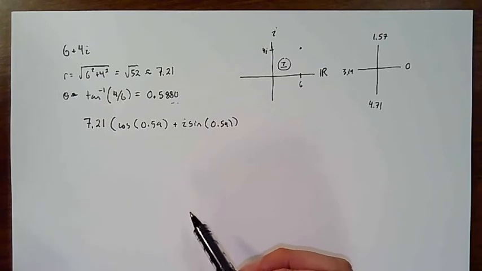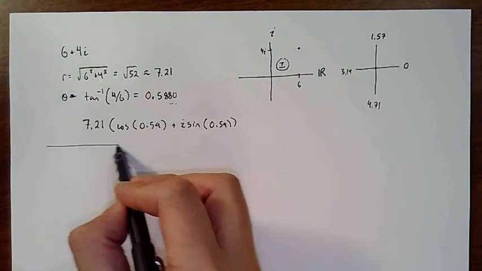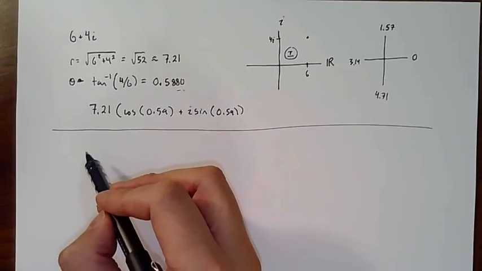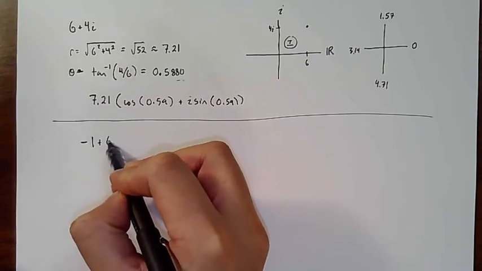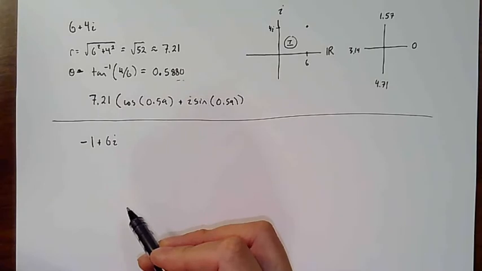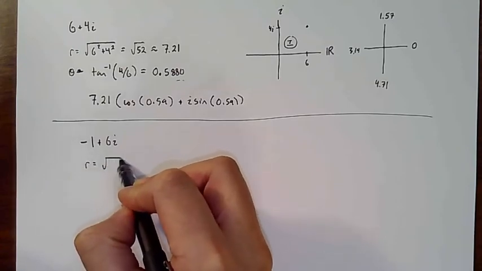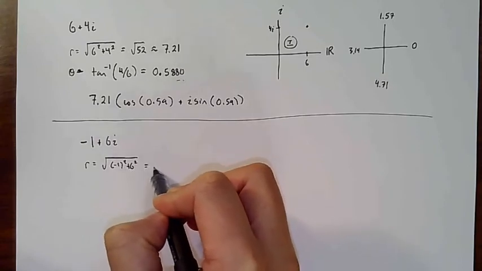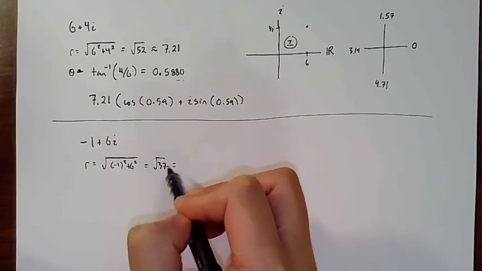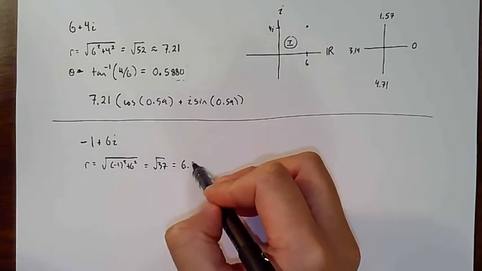Okay, let's do another one. Let's do -1 plus 6i. So we are going to find our r to begin with. So our r is the square root of (-1) squared plus 6 squared, or square root of 37. When we type this into our calculator and then round, we get 6.08.